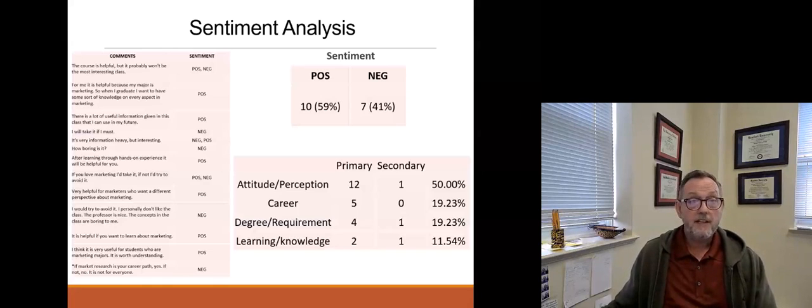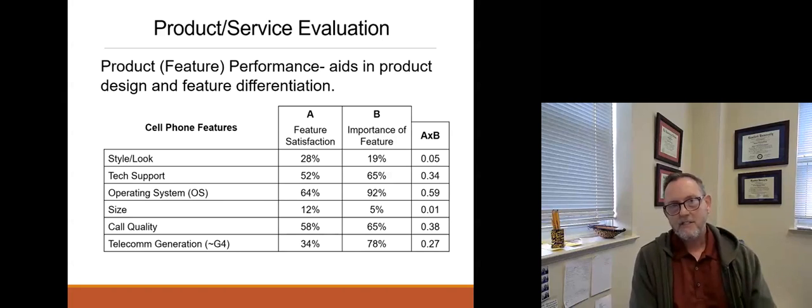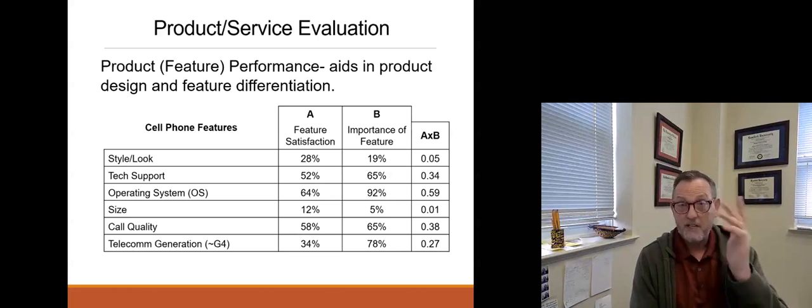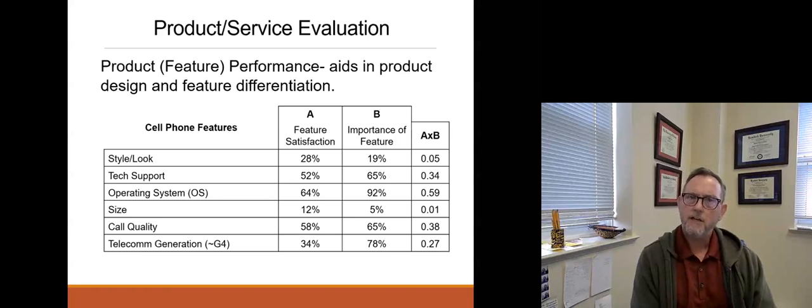Okay, another type of analysis that we do, there's sentiment and there's content analysis. Another type of analysis that we can do is product evaluation, and specifically feature evaluation. When we're comparing ourselves against competitors, when we're doing product development work, this is a big thing that we do. Where we're trying to decide the features that we're going to add to our product, we will often do some type of analysis. We'll ask consumers, how important is this feature? How well do we do on it? Is this something we can improve on? So on and so forth.